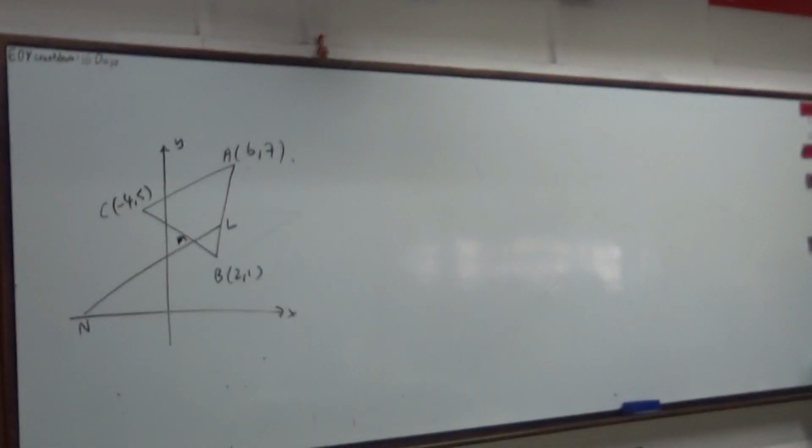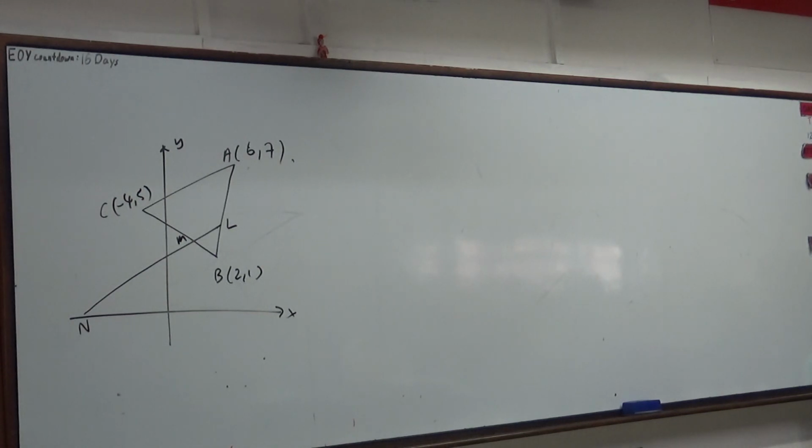Alright, let's do a question. The diagram shows a triangle with vertices at A (6, 7), B (2, 1), and C (negative 4, 5). L and M are the midpoints of AB and BC respectively. The line through LM meets the x-axis at the point A. Find the coordinates of L and M.